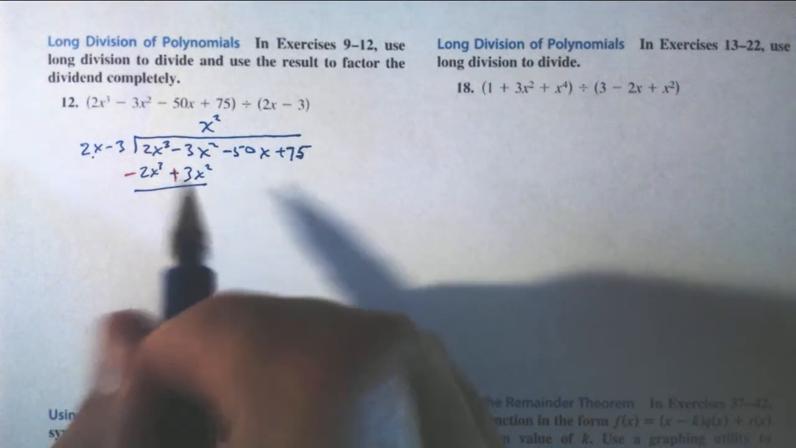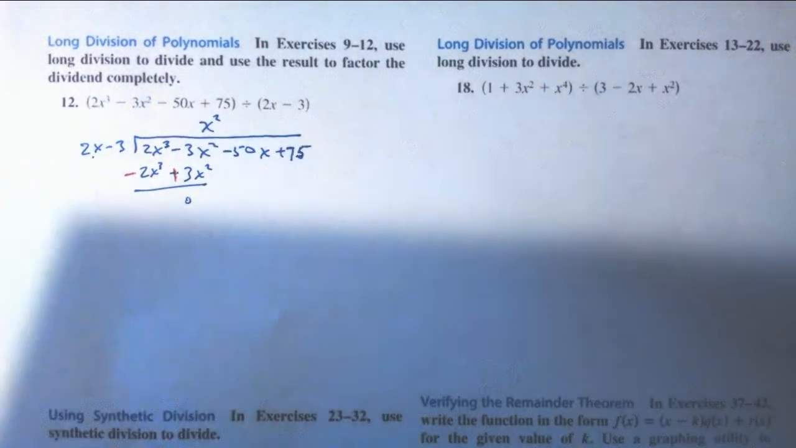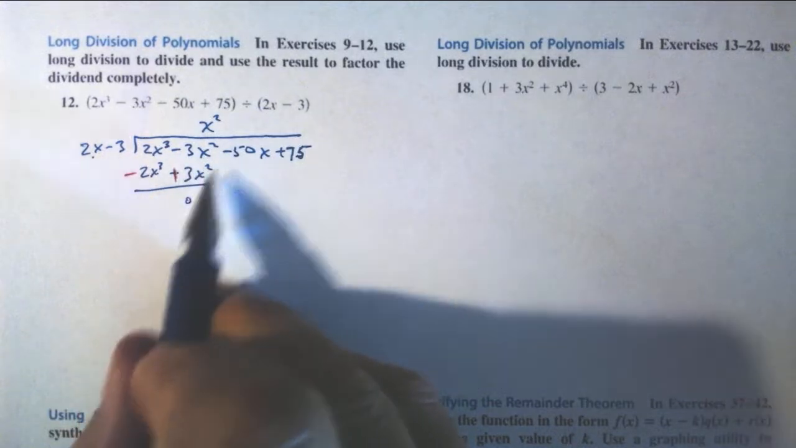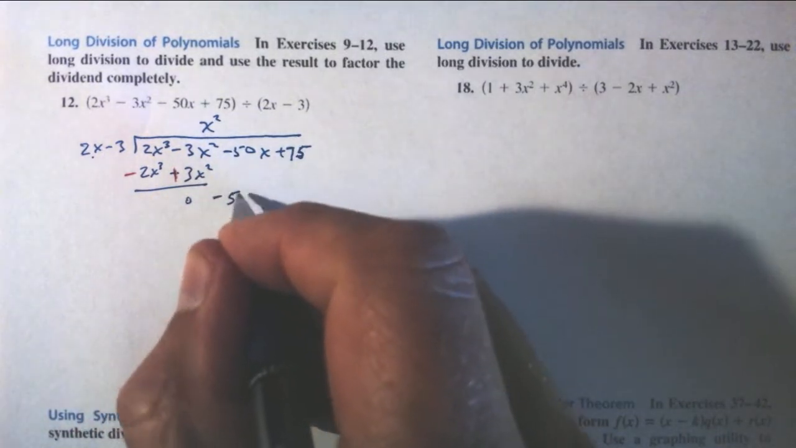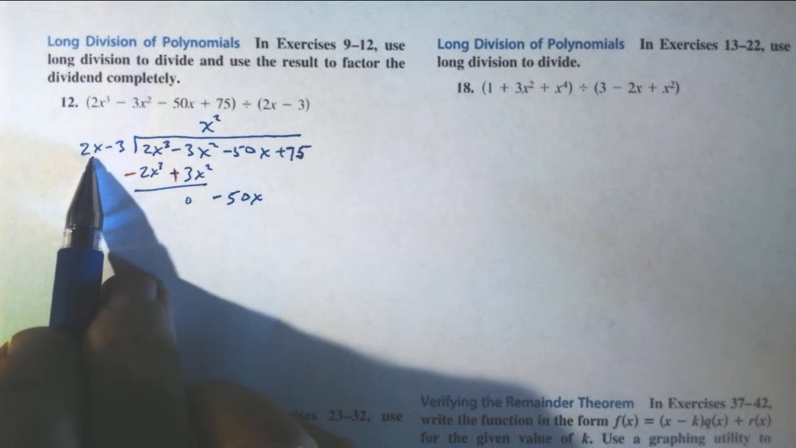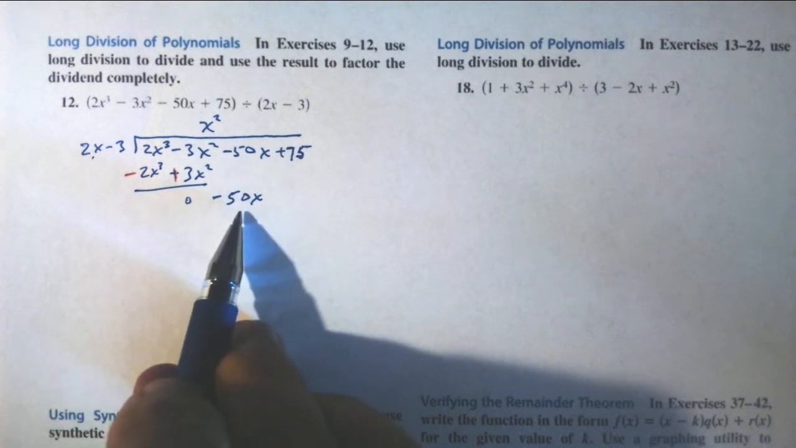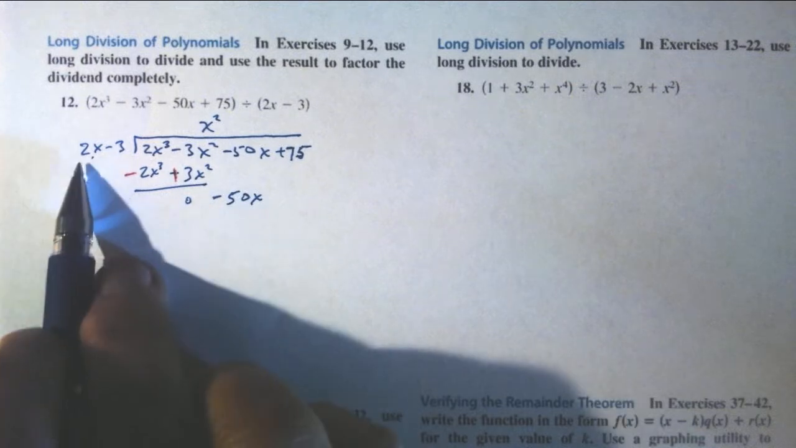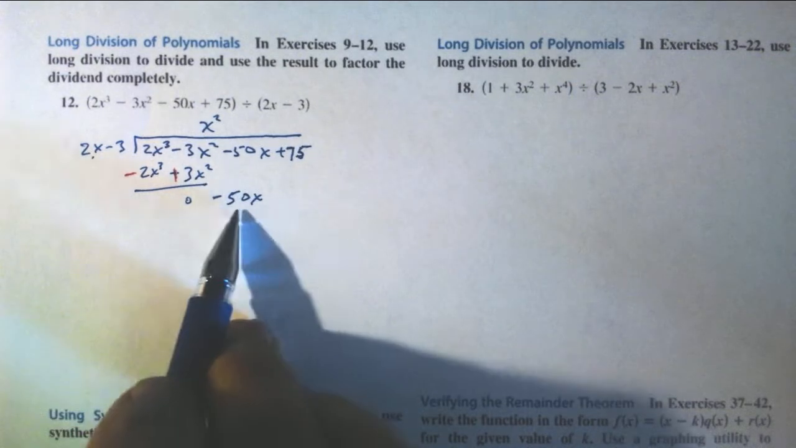So what do we do next? We subtracted and we brought things down. Well, nothing to bring down, but I do bring down this minus 50x, and I ask myself, what can 2x be multiplied by in order to get minus 50x? Well, it can be multiplied by minus 25, and that's just a regular old whole number.